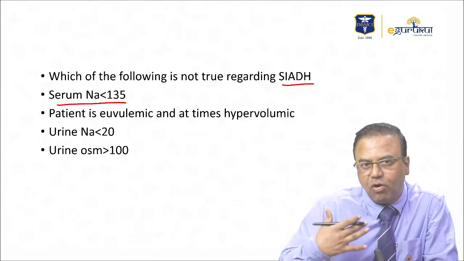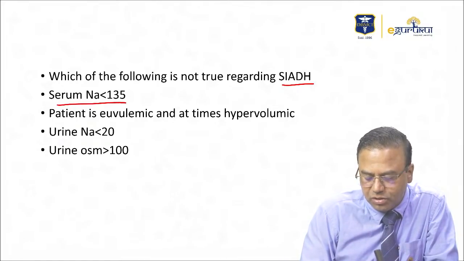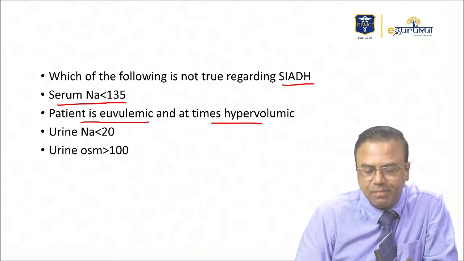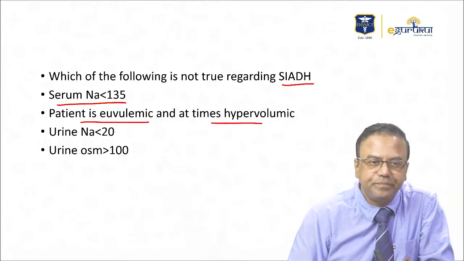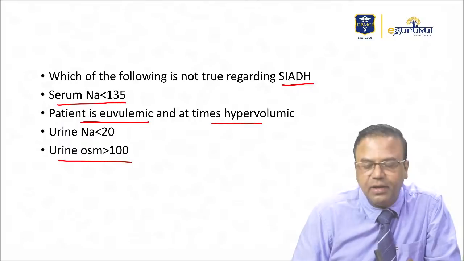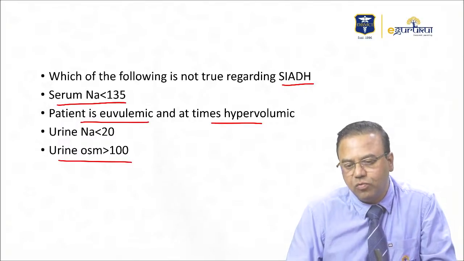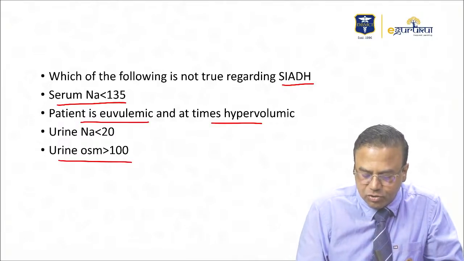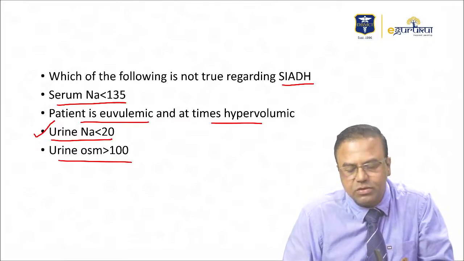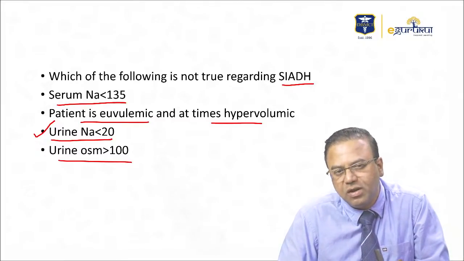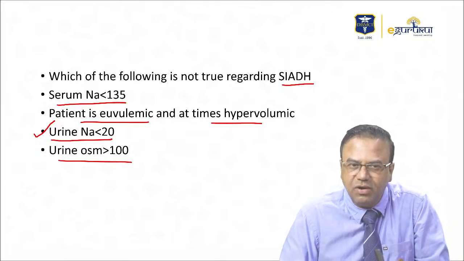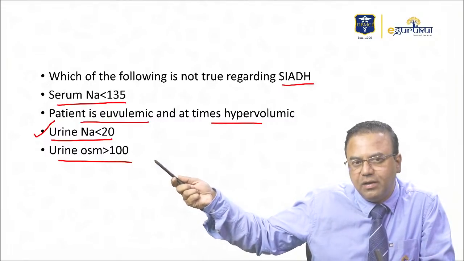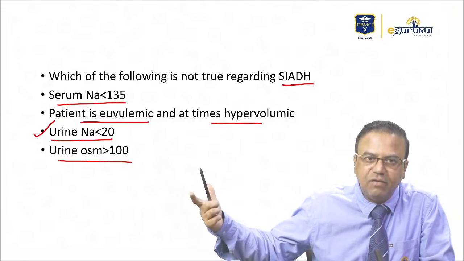Anyway, when you are retaining water, you'll dilute the sodium. So this is definitely a true statement. Patient is euvolemic and at times hypervolemic because of retention of water. Urine osmolality is going to be high because you reabsorb the water, you concentrated the urine. Naturally, urine osmolality is supposed to be high. The correct answer here is urine sodium less than 20. So this urine sodium less than 20, if you remember, exact same choice. Only one choice was different in the previous exam, and that was instead of urine osmolality, they had given water loading test can be done for diagnosis.